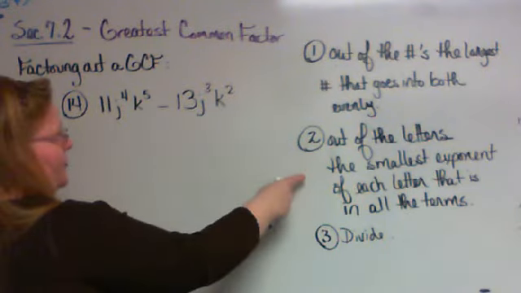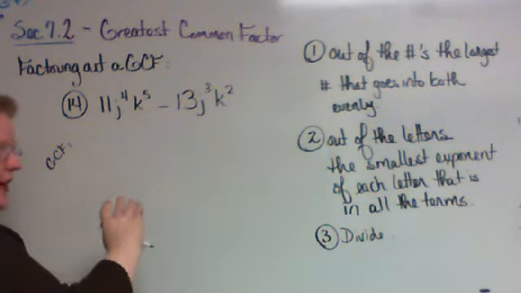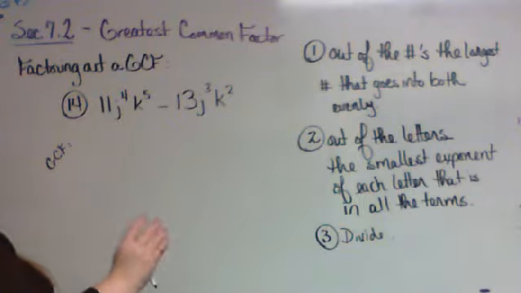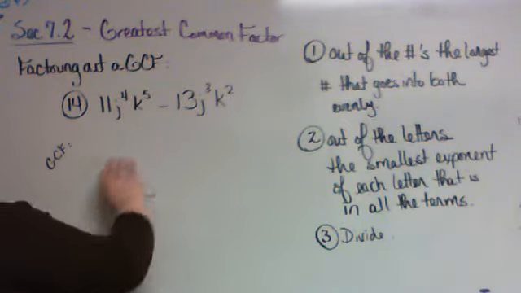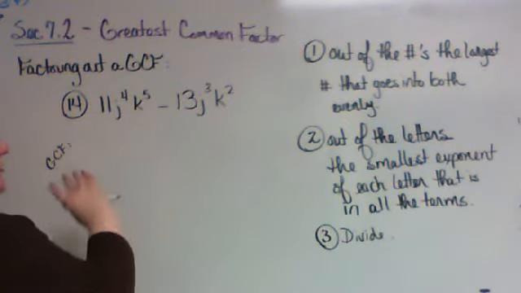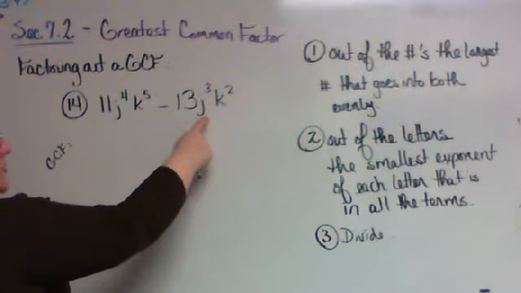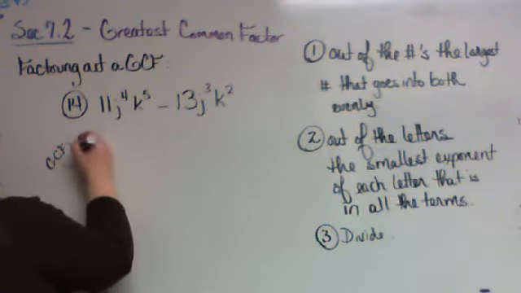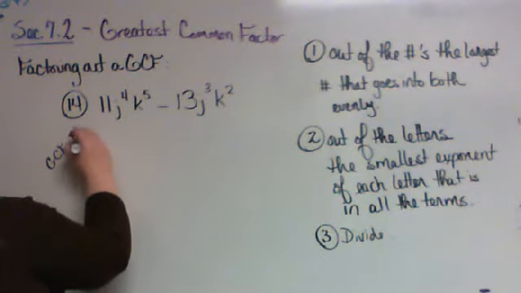So out of the letters, if they have that letter in all the terms, then we need to take the smallest exponent that they have of those letters. So do they both have a J? Yes. What's the smallest exponent? Well, here's 4 and here's 3. So our smallest exponent on J's is 3. So that's going to make my GCF J to the 3rd, because it's the smallest exponent.